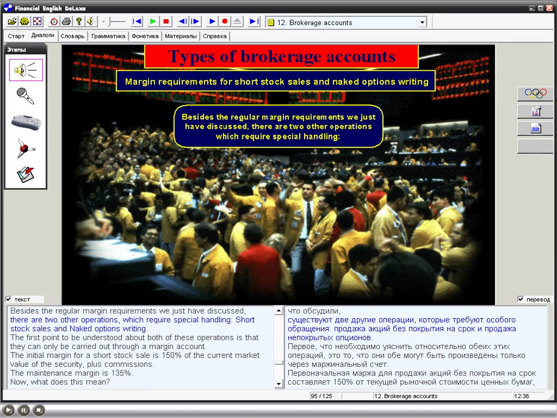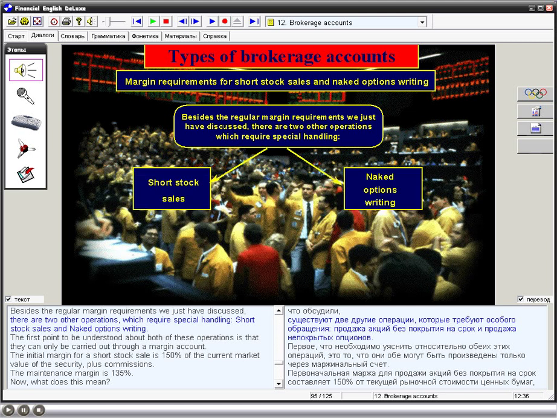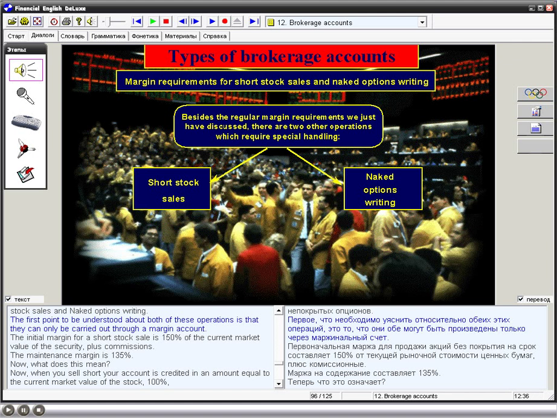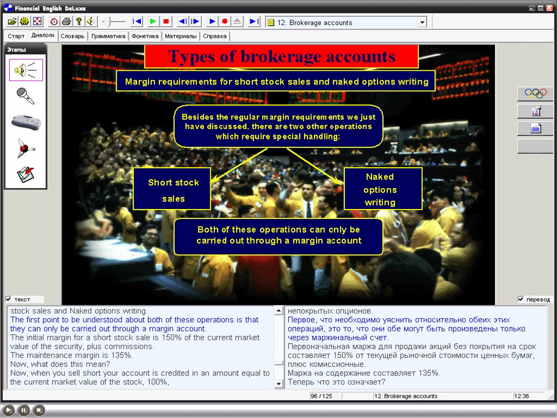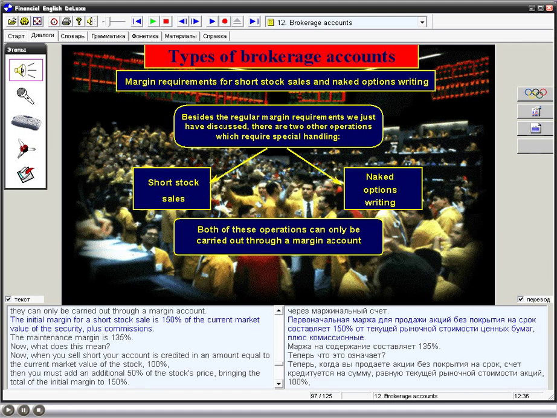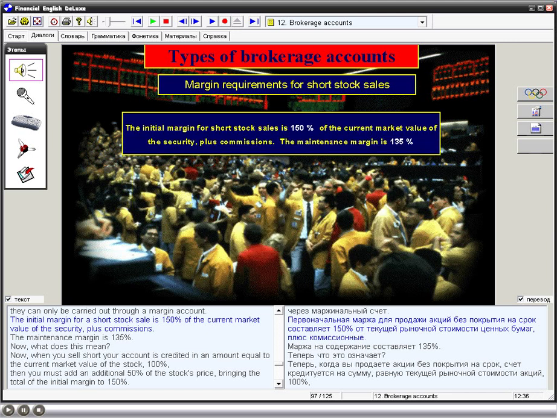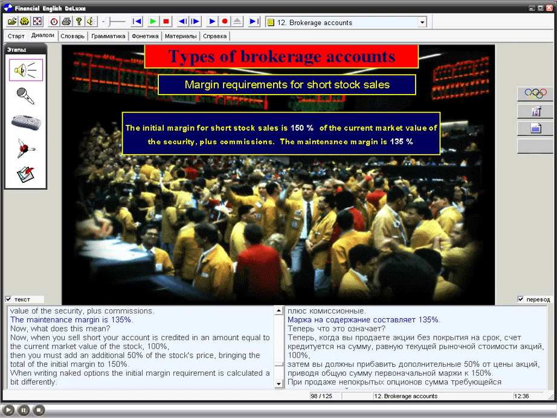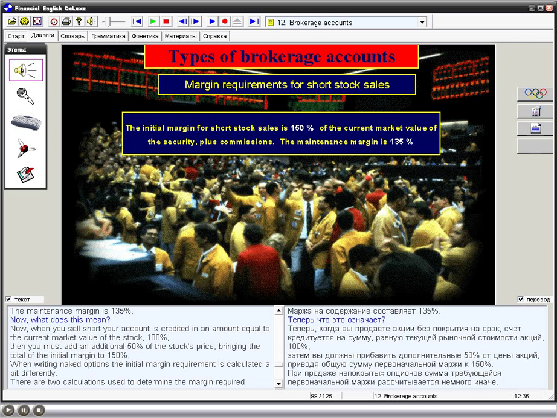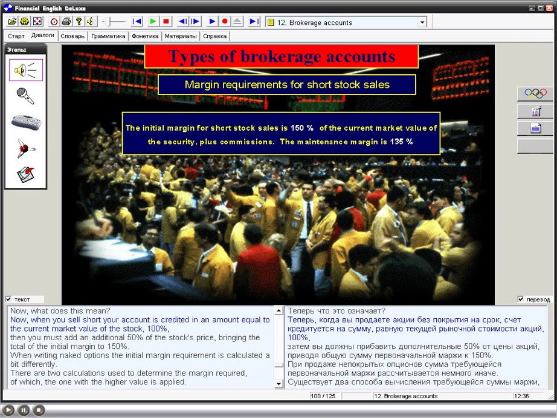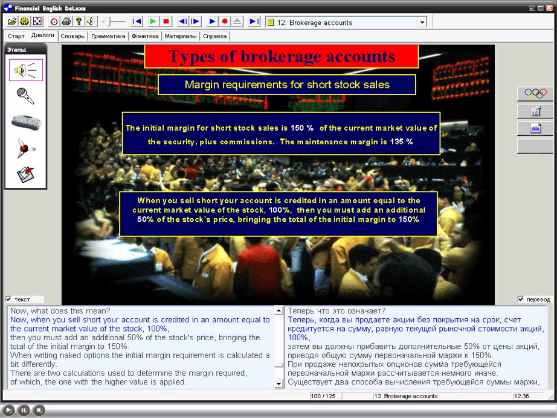The initial margin for a short stock sale is 150% of the current market value of the security plus commissions. The maintenance margin is 135%. Now what does this mean? Well, when you sell short, your account is credited in an amount equal to the current market value of the stock, 100%. Then you must add an additional 50% of the stock's price, bringing the total of the initial margin to 150%. When writing naked options, the initial margin requirement is calculated a bit differently.